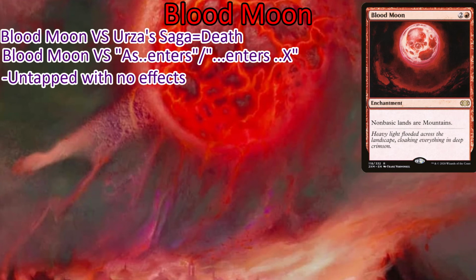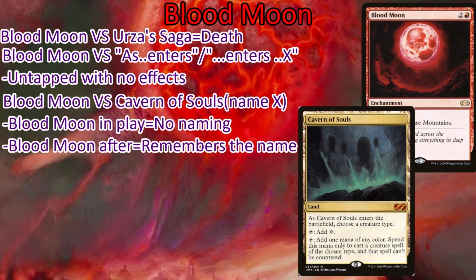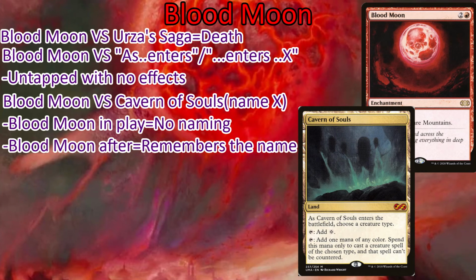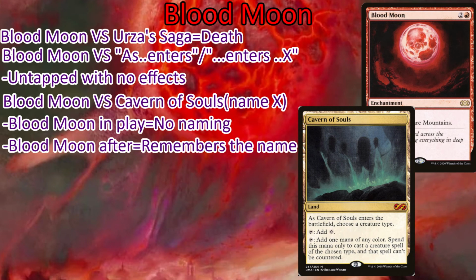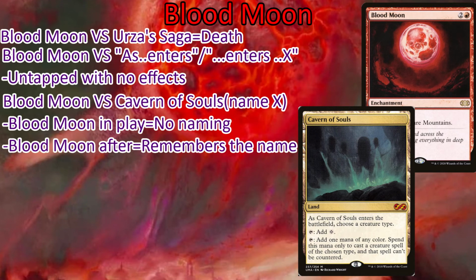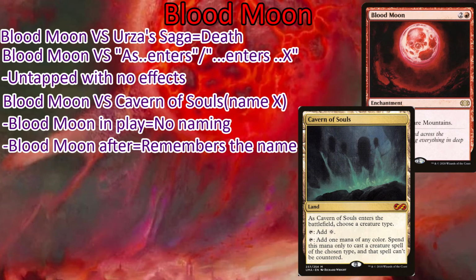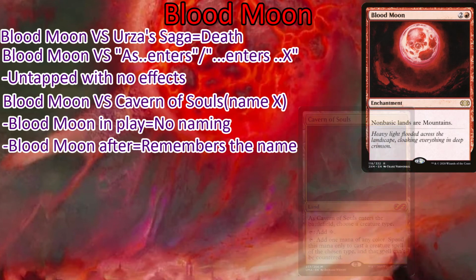Also, for Cavern of Souls, it's really interesting. There are two things here. If we have already played the Cavern and chosen a type, then if the opponent plays Blood Moon, it's obviously a Mountain, but if the Blood Moon is removed, the type is remembered, it's stored on the land, so we'll be able to use the ability to add the mana for a certain creature type. But if there's already a Blood Moon and we try to play Cavern of Souls, then the land has no ability, so we don't get to actually make a choice for Cavern of Souls.